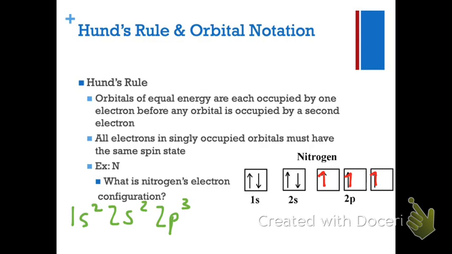So here's how it works. You fill every energy level one at a time. I filled the 1s orbitals. Then I moved on to the 2s orbitals. Then I move on to the 2p orbitals, and that's where it gets a little bit more intense.